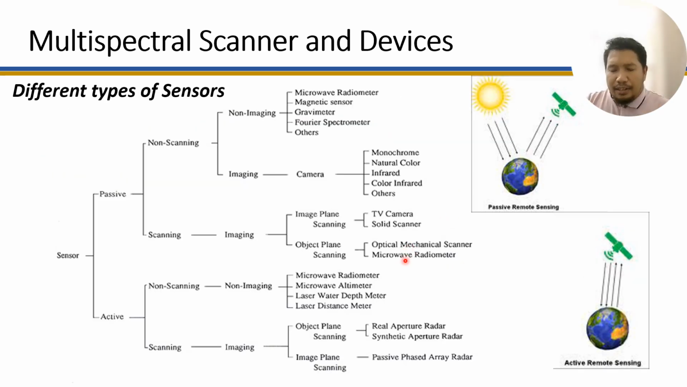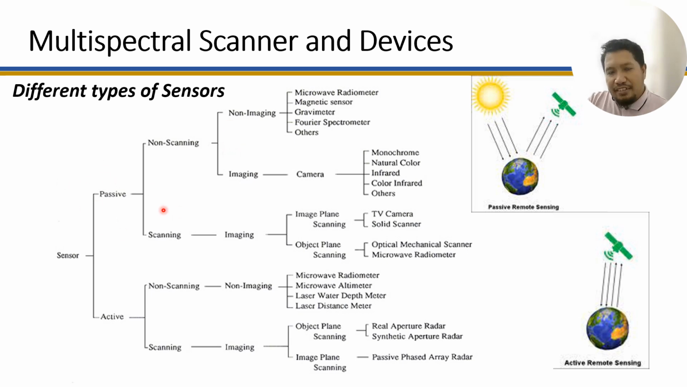Before we go in detail into multispectral sensor or scanner, let us understand the sensor used in remote sensing. This diagram shows a classification of sensor based on two key types, passive and also active. Each of these types is further broken down into various categories depending on their functions, whether they are scanning or non-scanning, imaging or non-imaging, and what specific technology they utilize. Let's go through each section in detail.